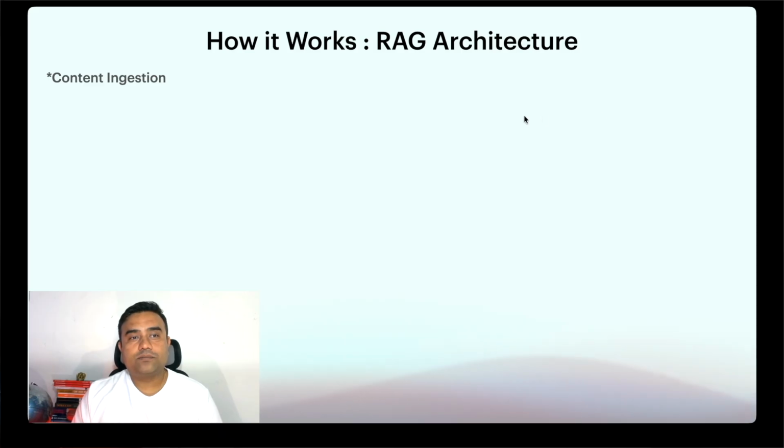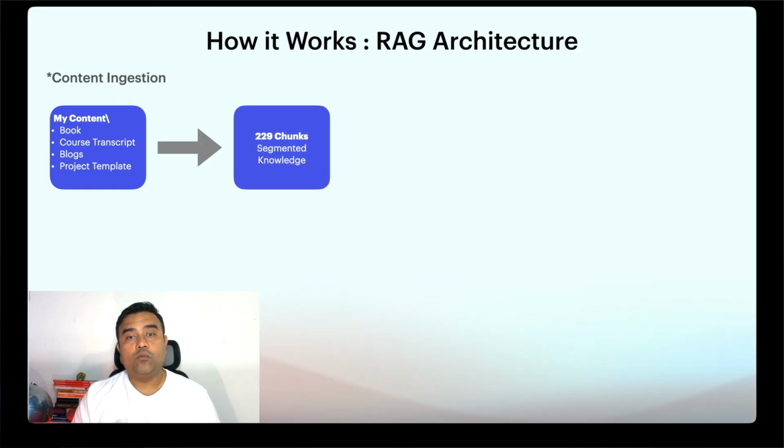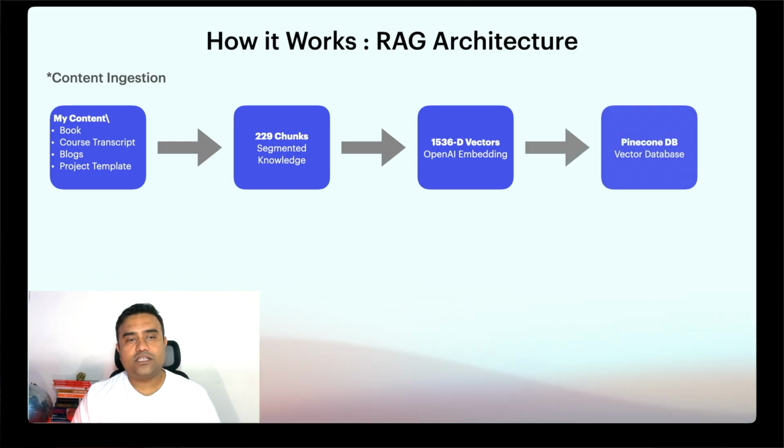Here's how it works. First, I converted all my content, the book, blogs, transcripts, templates, into machine-readable format. Then I chunked it into 229 knowledge segments. Next, I used OpenAI's embedding model to convert each chunk into a 1536 dimensional vector, basically a mathematical representation of the content. These vectors go into Pinecone, a vector database built for semantic search.